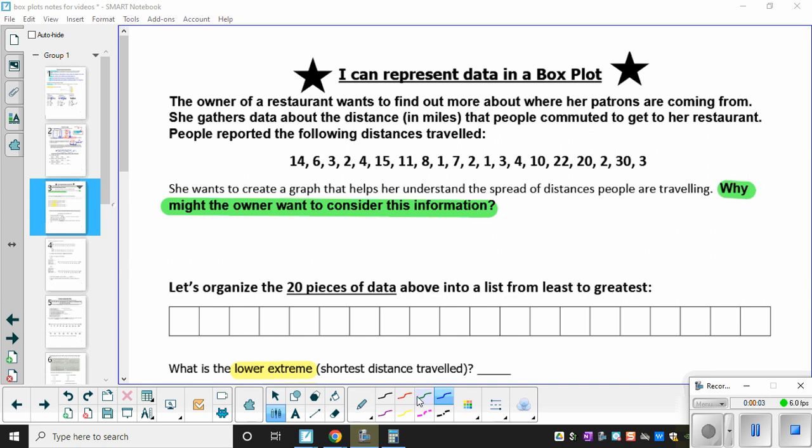All right, hey there, welcome to this video where we're going to explore how to represent data in another type of plot called a box plot or a box and whisker plot.